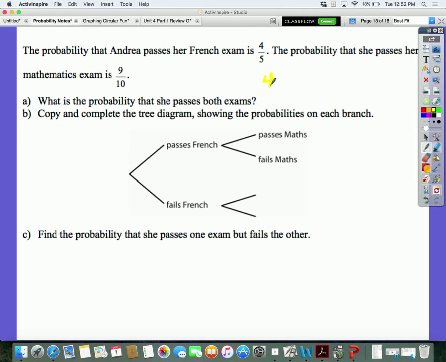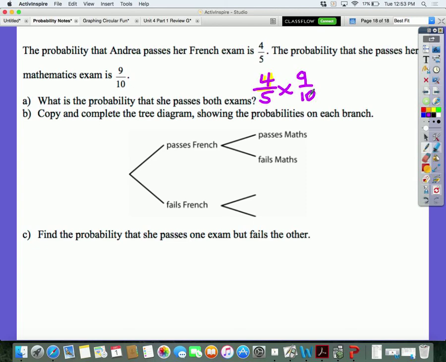You multiply them because one outcome does not affect the other. Okay? They're independent events. So no matter what, even if she fails that math exam, she still has the same probability of failing or passing. If she fails or passes the French exam, it has no effect on whether or not she's going to fail or pass the math exam.